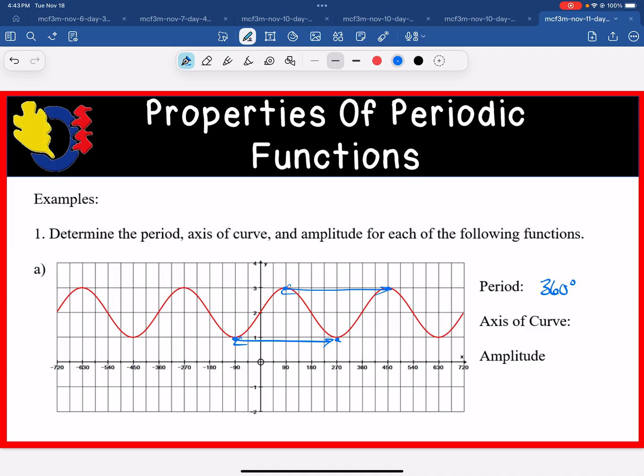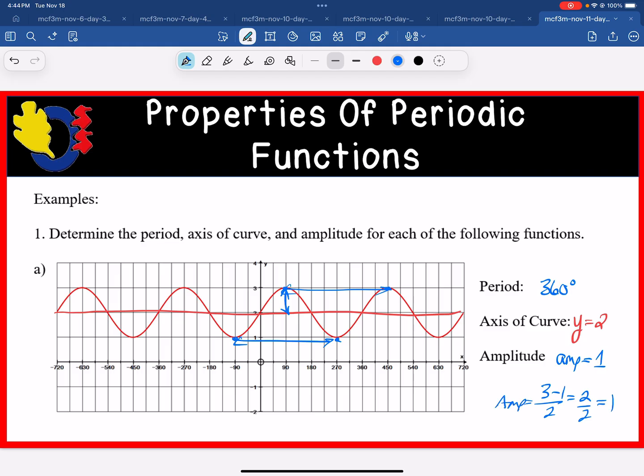The axis of the curve, halfway between the max and the min, is at 2. And make sure it's an equation. y equals 2 is a horizontal line, so it should be in the form of y equals some number. The amplitude, I can easily see that it is 1. So amplitude equals 1. Or I can use my calculation: 3 minus 1 over 2 equals 2 over 2, which is 1.